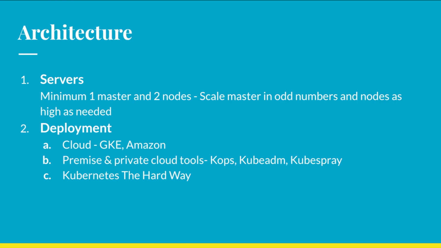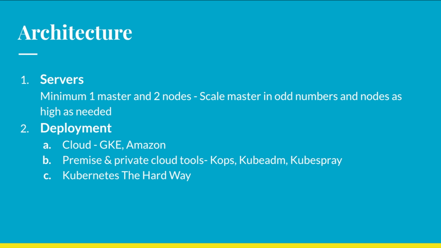Next, we have what it takes to set up a Kubernetes cluster. At minimum, you need one master server and two nodes. And then you can scale up from there depending on the workload. So if you need more masters, you have to go in odd numbers. So that would be 1, 3, 5, etc. And the nodes, you can scale those up as high as you need them to go.